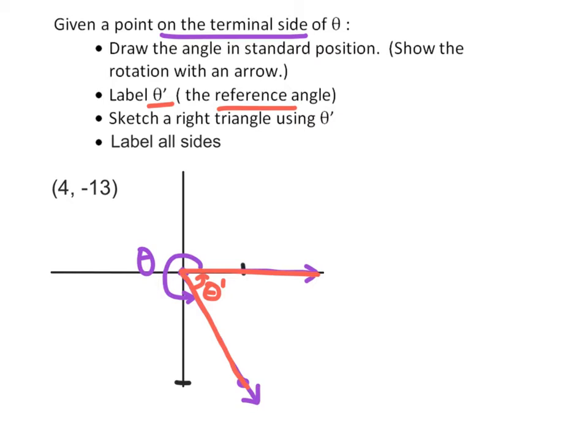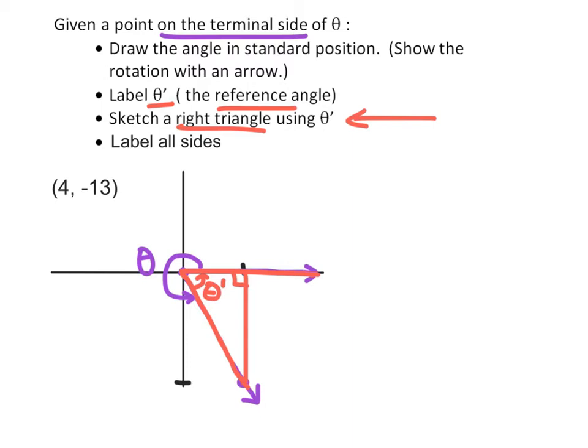Now the next step says to sketch a right triangle using theta prime. And what I mean by that is using theta prime as one of my angles in the right triangle. How we're going to do this is we are going to connect our point, that point here that we started with, to the ray that's on our nearest x-axis. We're just going to connect it straight up to our x-axis, and what's going to happen is we're going to create a perpendicular segment. And if we draw a perpendicular segment, it means we have a right angle right here, which means we have a right triangle, right? So we've created that right triangle using theta prime.